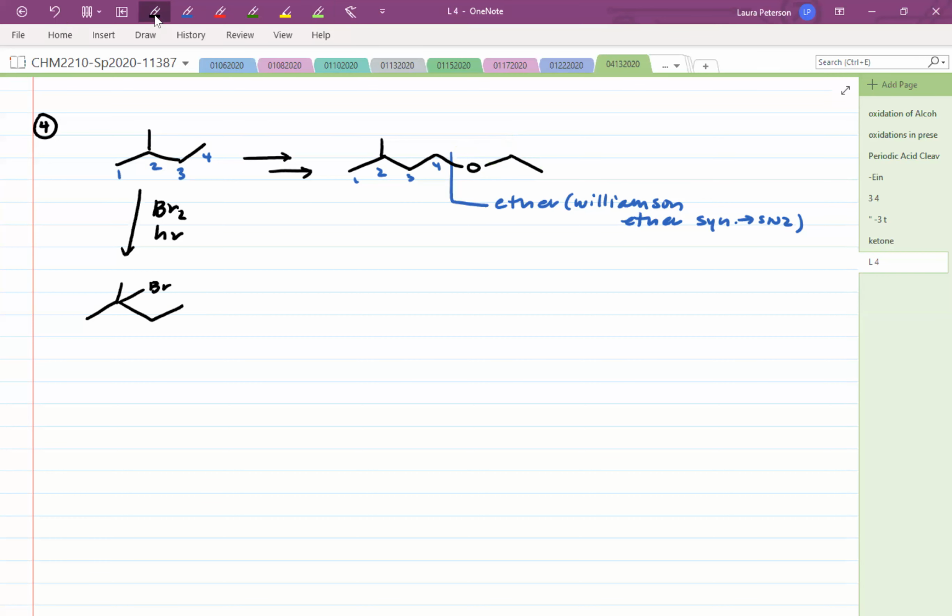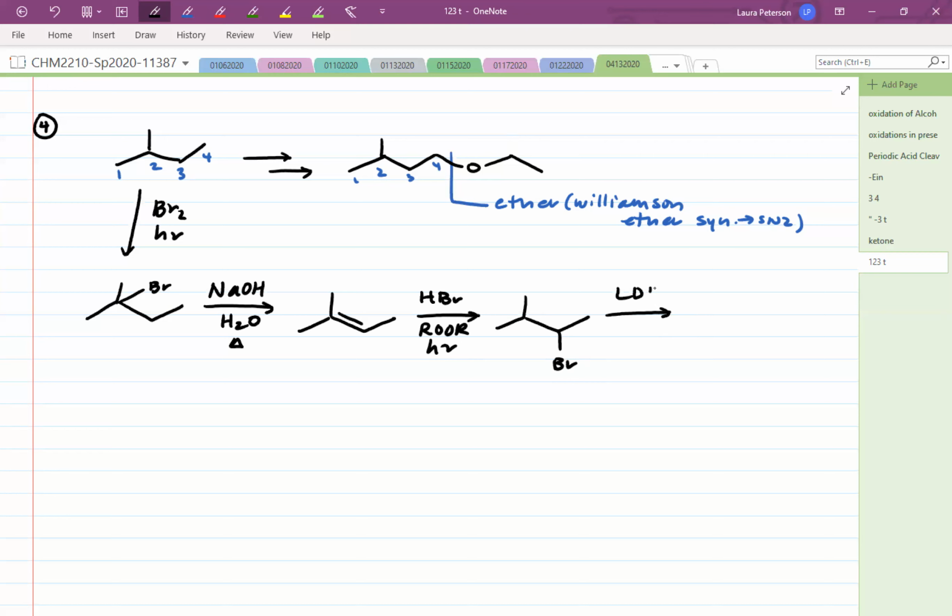So let's go ahead and start moving that halide over to that N carbon. So again, I'm going to start with an E2. Here I want Zaitsev product, so I need to use not a bulky base. Okay, and then I'm going to do anti-Markovnikov addition. So HBr, peroxides, heat or light. That gives me that secondary bromide. And then again, I'm going to follow that up with LDA to get to a Hofmann product. And then I'm going to repeat my HBr and peroxide steps. I guess I'll be consistent and use light for all of those.